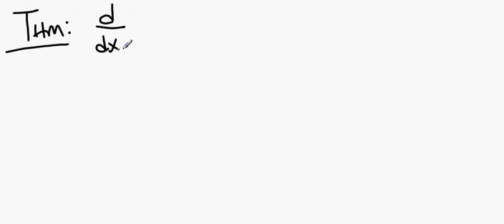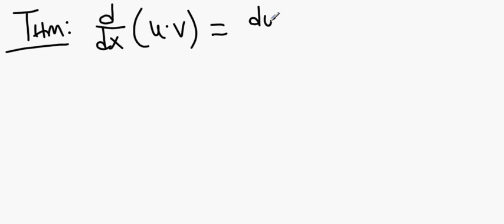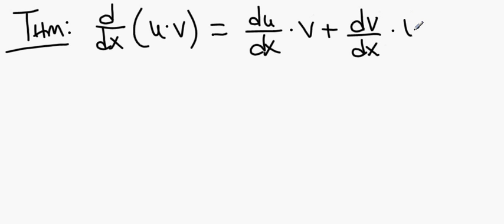If I'm looking for the derivative of a product, u times v, then we take the derivative of u times v plus the derivative of v times u. That's an odd result. We take the derivative of the first times the second, the derivative of the second times the first, add them together.